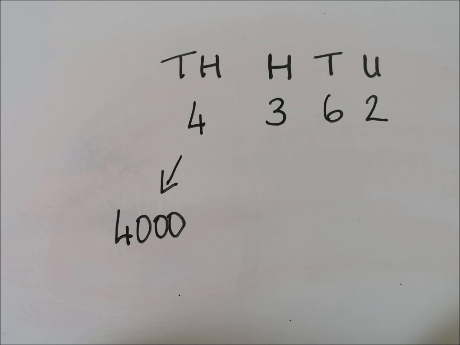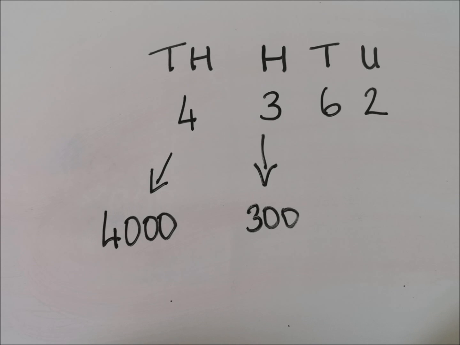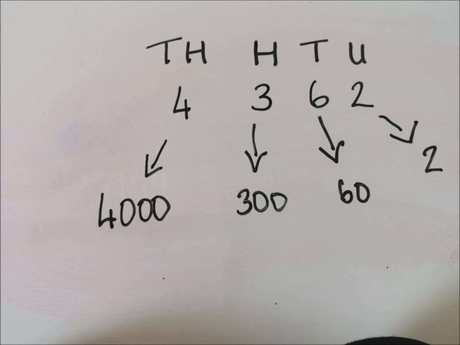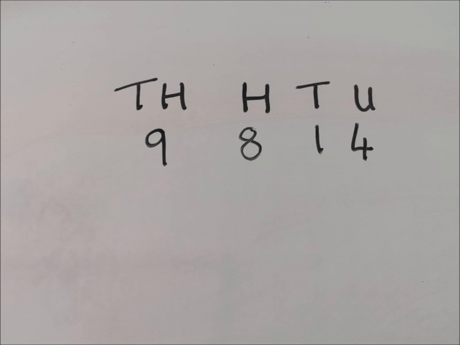We know how to partition the hundreds, tens and units. So the 3 is in the hundreds column, it's worth 300. The 6 is in the tens column, it's worth 60, and the 2 is in the units column, so it's just worth 2. Let's have a look at another wee example.